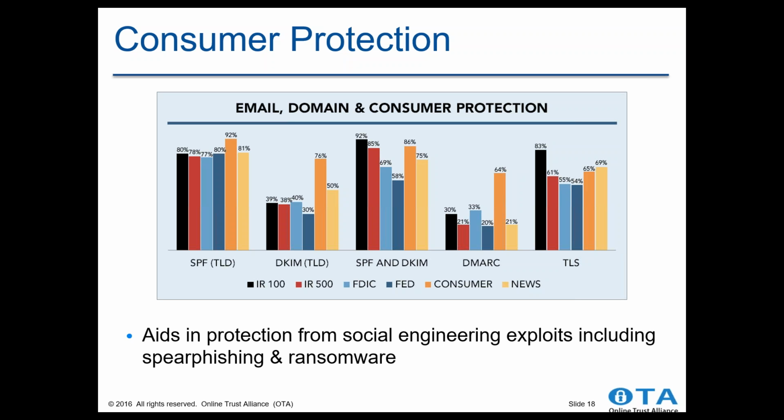DKIM, however, is not. It's down in the 30s or approaching 40 in most categories, overall average in the low 40s. And we really need to see this come up, because it provides additional protection and allows receivers to make good decisions about whether to pass on messages from senders, and protects the users from spear phishing and all the associated badness that comes with it.